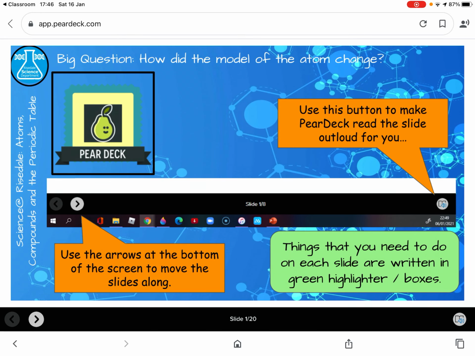Hello, Year 8. Here are the answers for the structure of the atom part 1 lesson that you had on Thursday of this week. I was so impressed at how much effort you all put into doing this piece of work, so well done.